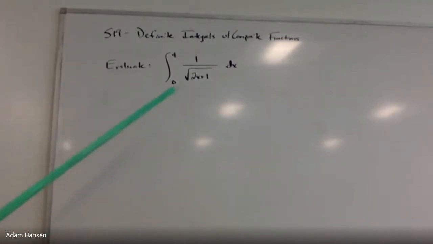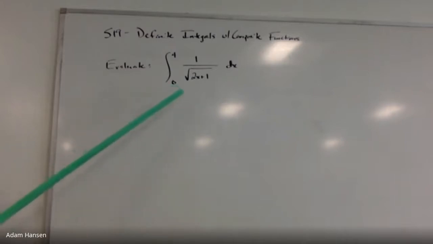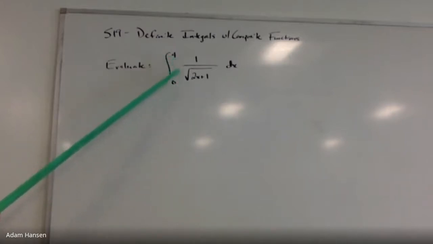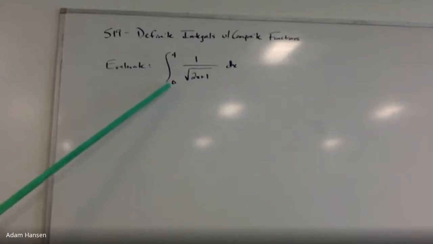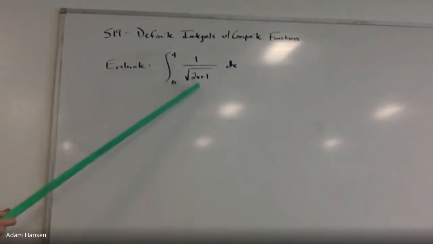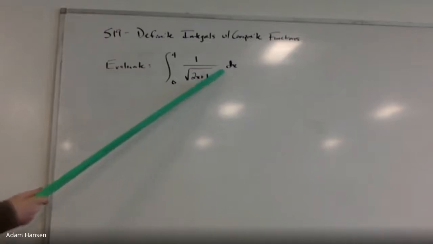Definite integrals of composite functions. We've been looking at antiderivatives and indefinite integrals of composites using U substitution. Now these integrals have bounds. They're definite integrals. I want to evaluate and find the area under the curve between 0 and 4 of 1 over root 2x plus 1 dx.